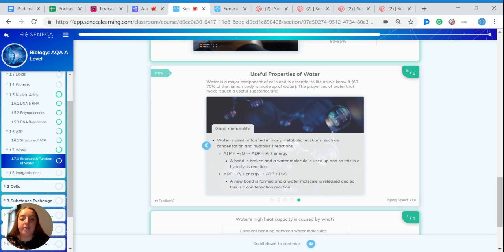So one example of this is ATP plus H2O goes to ADP plus inorganic phosphate and energy. A bond is broken and a water molecule is used up, so this is a hydrolysis reaction.